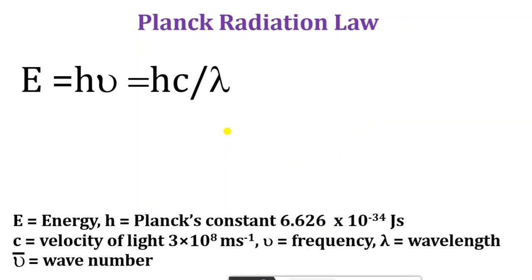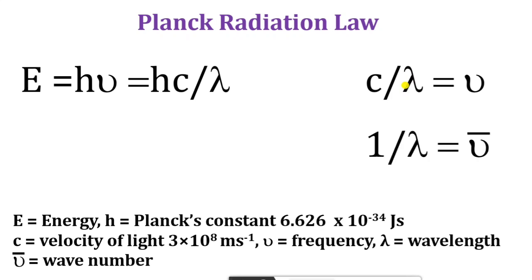So we know Planck's radiation law, which states that energy E equals Planck's constant h times nu, where nu is the frequency of radiation. It can also be expressed as h times c by lambda, where c by lambda stands for the frequency nu, where lambda is the wavelength of an electromagnetic radiation, and 1 by lambda is the wave number nu bar.